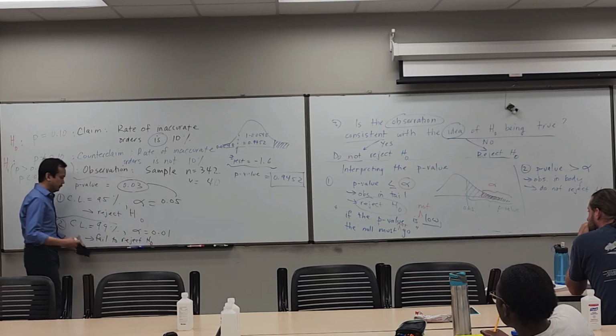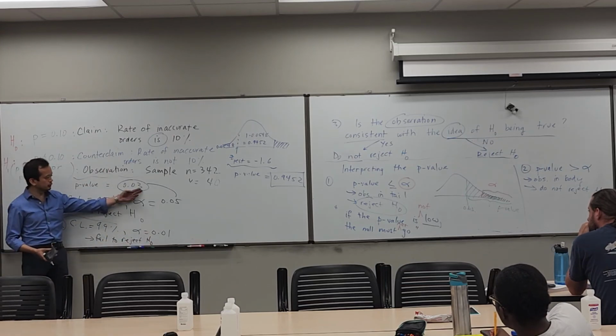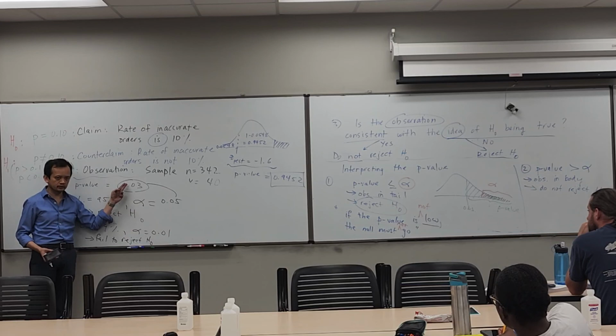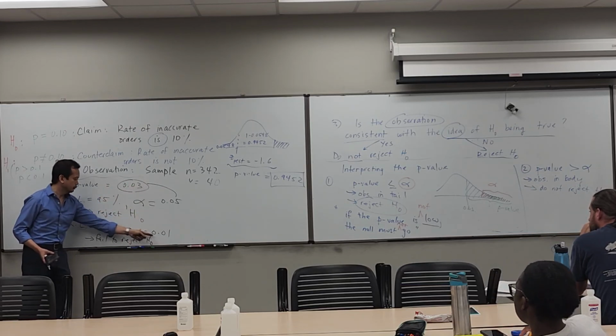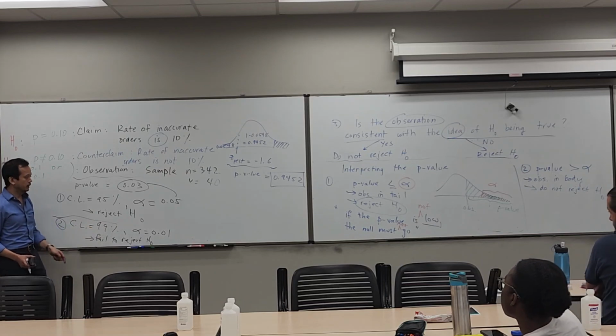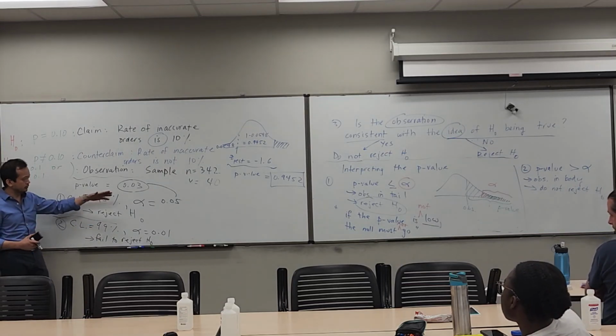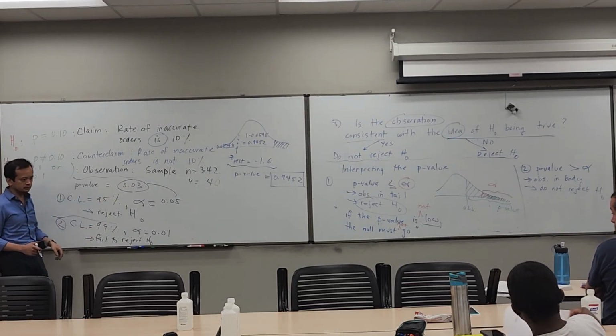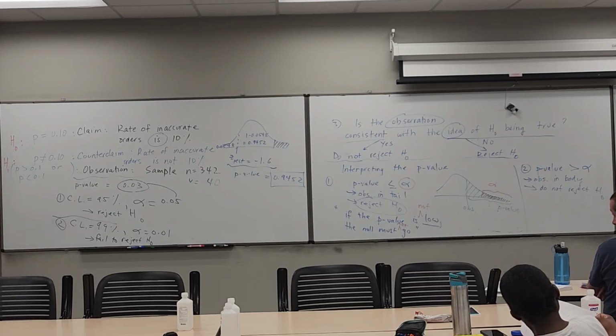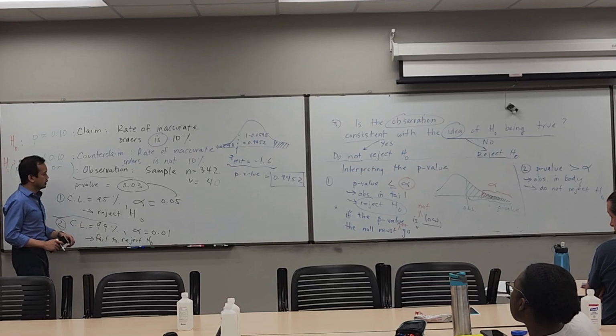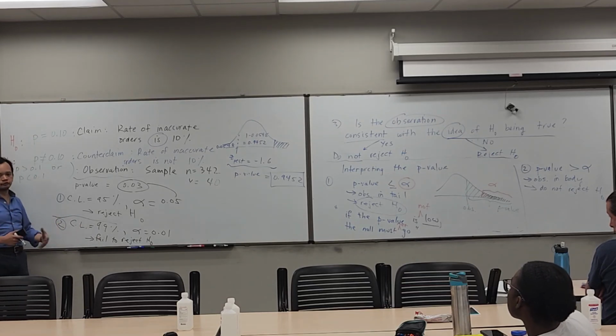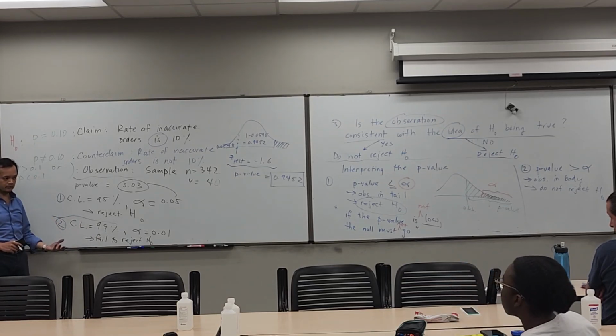And you notice, the reason we failed to reject was this p-value was not low enough compared to this alpha. Had it been even lower, then we would have been able to reject with this confidence level. So as a researcher, you would want your p-value to be as low as possible. Any questions?